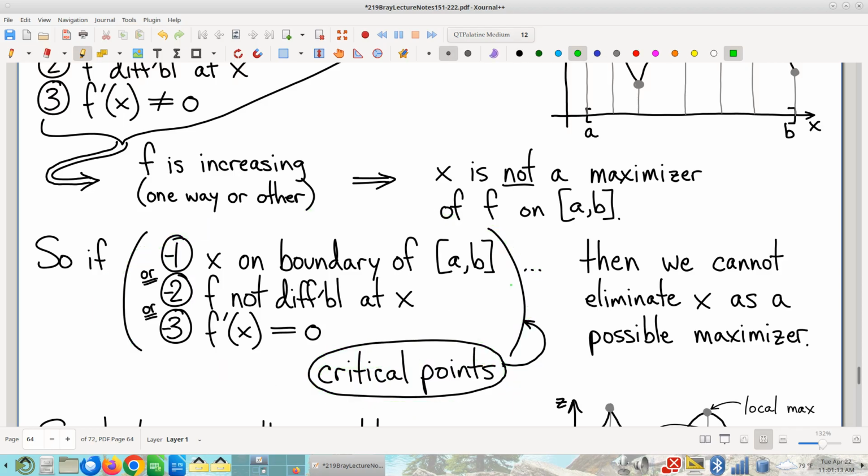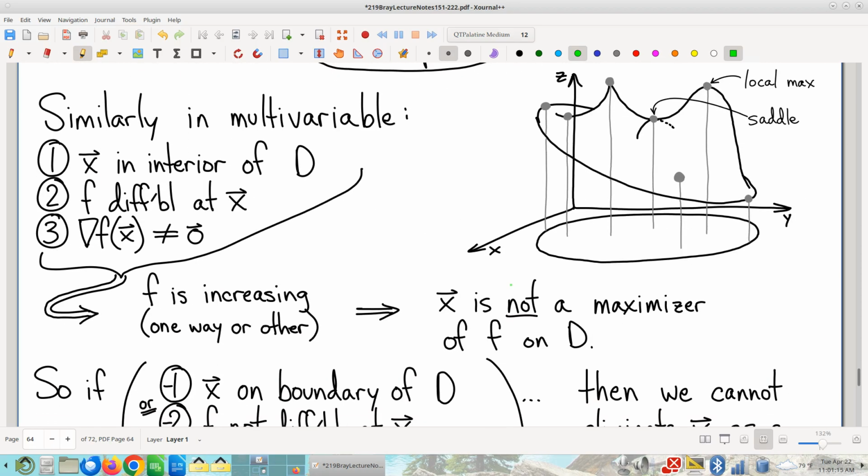Okay. All right. It's the same thing in multivariable, like the same thing. Here is a list of three conditions, right? If you're in the interior of your domain, and if the function's differentiable and you have a non-zero gradient, that non-zero gradient is pointing in the direction in which the function is increasing, which means, again, you're not at the maximum yet. You're still going up, right? So again, no way that could be a maximizer. It's just not possible. Doesn't make any sense.